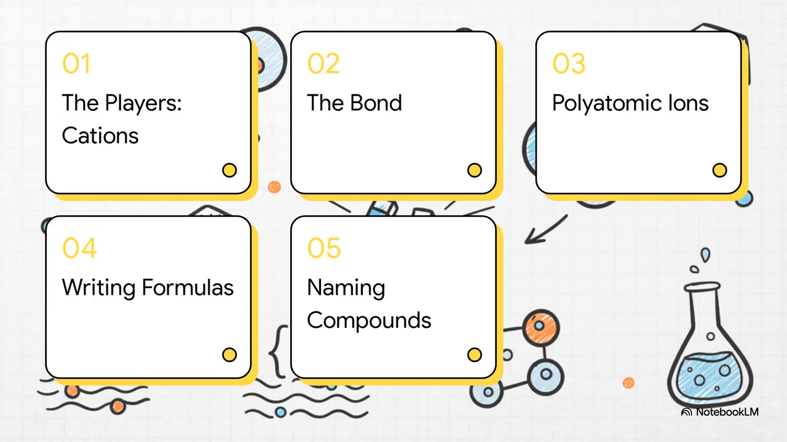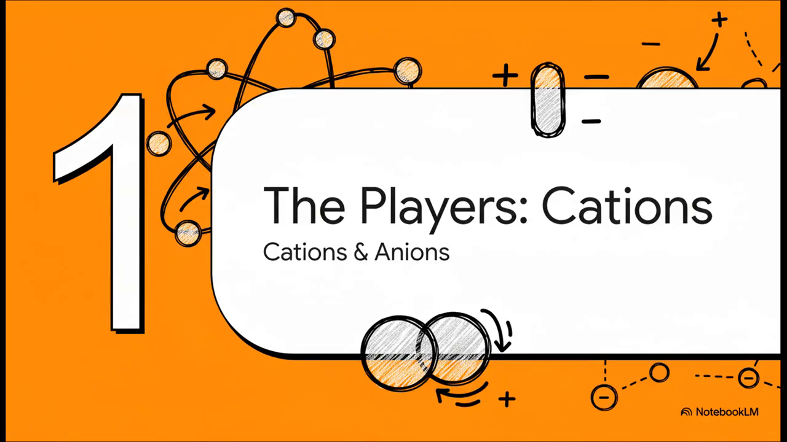So, here's our game plan. We're going to start with the players, the ions themselves. Then we'll look at the bond, which is that magnetic attraction. After that, we'll meet the teams, these special groups called polyatomic ions. From there, we'll learn the rules for writing their formulas, and finally, how to give them their proper names. See? Each step builds right on the last one. Let's get started.